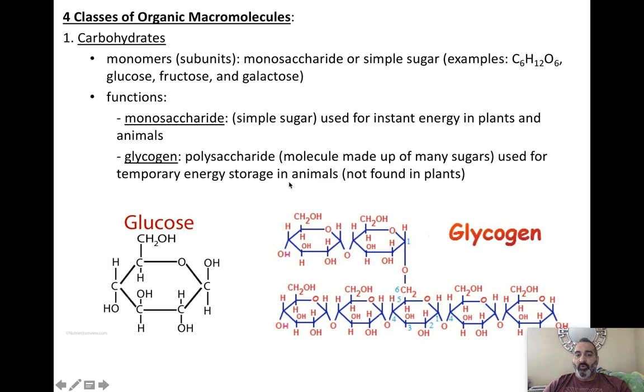This is why you'll notice an athletic team might eat a lot of carbohydrates, like a pasta party before a football game, or the night before, so that they're loaded up on this temporary energy storage called glycogen within their body. So glycogen is a polysaccharide, many sugars connected to each other, and this is how our bodies store sugar. And this is not found in plants. They do not store it as glycogen.